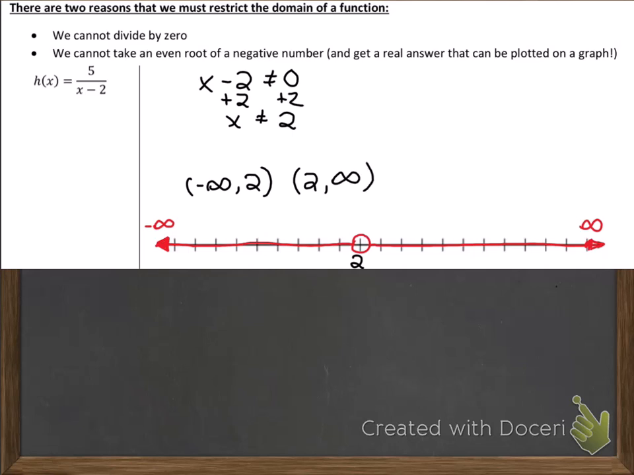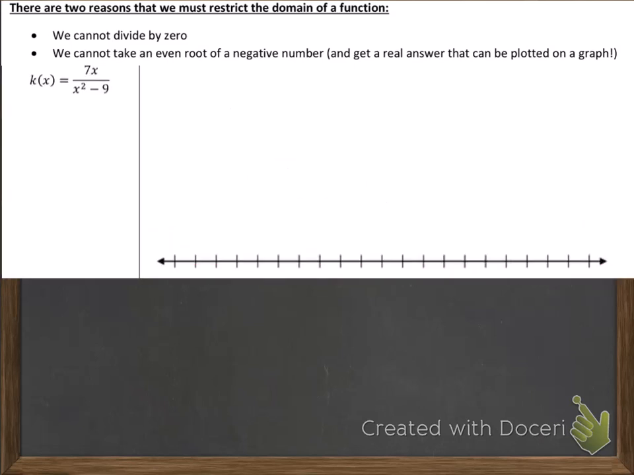Then we usually write this union symbol to unify or put together two disjoint intervals. So that would be our final answer: negative infinity to 2, union 2 to infinity. That is the domain of this function. Let's look at the next problem.